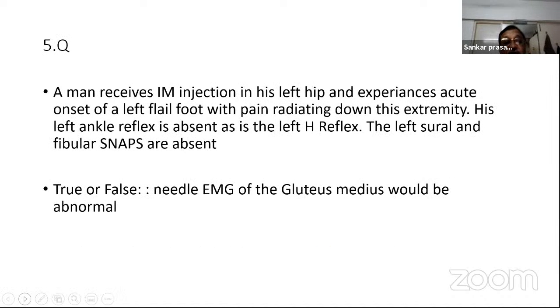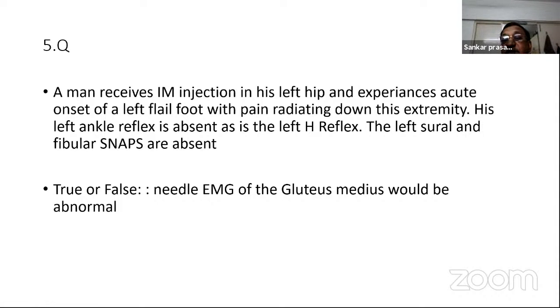So, that's correct. A man receives an IM injection in his left hip and experiences acute onset of left flail foot with pain radiating down the extremity. His left ankle reflex is absent, as is the left H reflex. The left sural and fibular SNAPs are also absent. So here the needle EMG of the gluteus medius would be abnormal. Is it true or false?